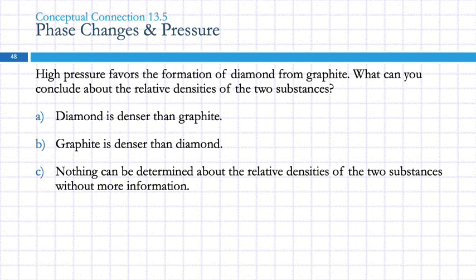High pressure favors the formation of diamond from graphite. What can you conclude about the relative densities of the 2 substances? The diamond is more dense, the graphite is more dense, or you can't tell because you need more information. So we're taking graphite and putting immense pressure on it to make the diamond. Would that make it more dense or less dense? If you're squishing it together, it would make it more dense, right? So diamonds are denser than graphite.